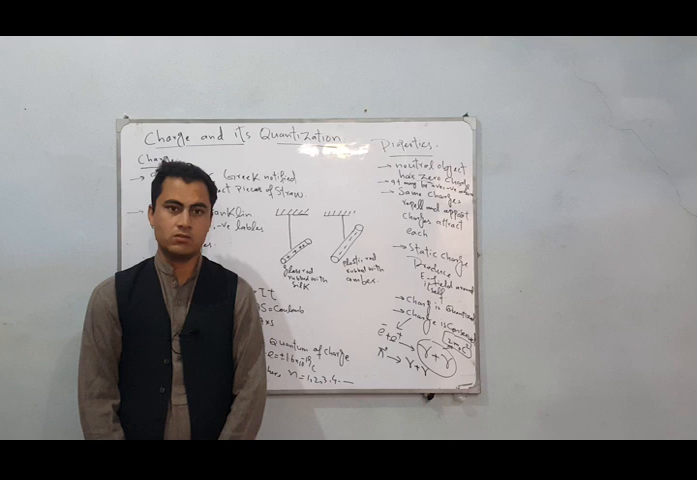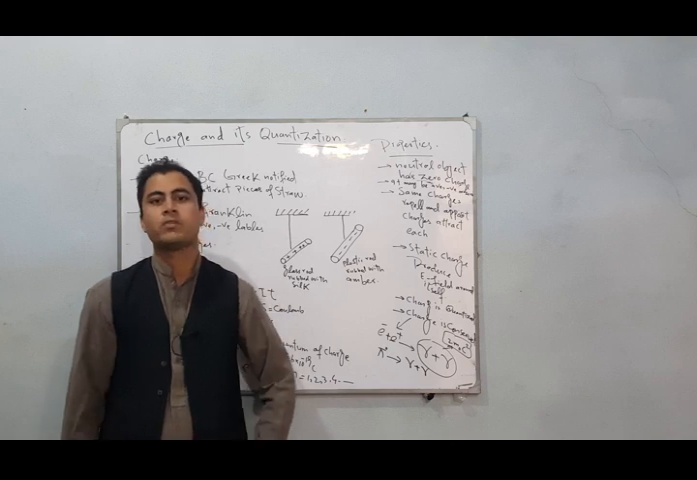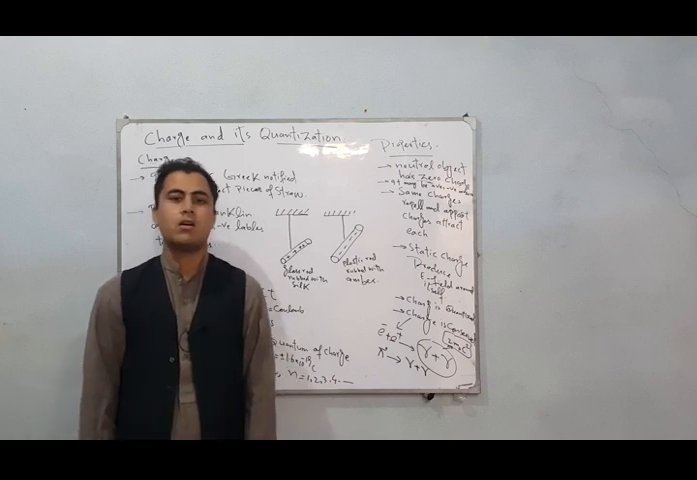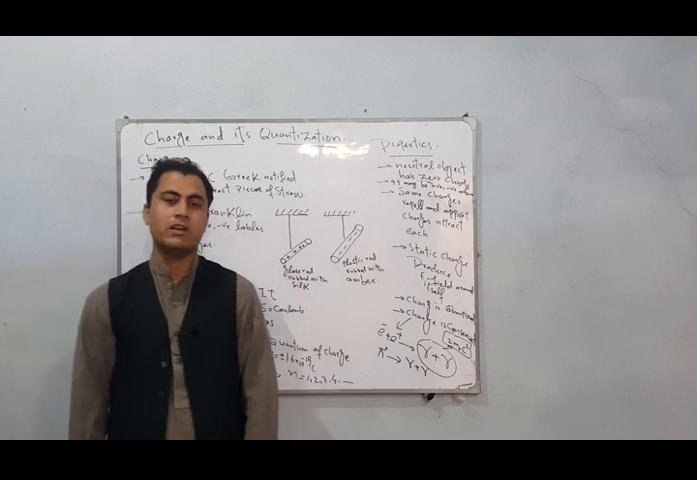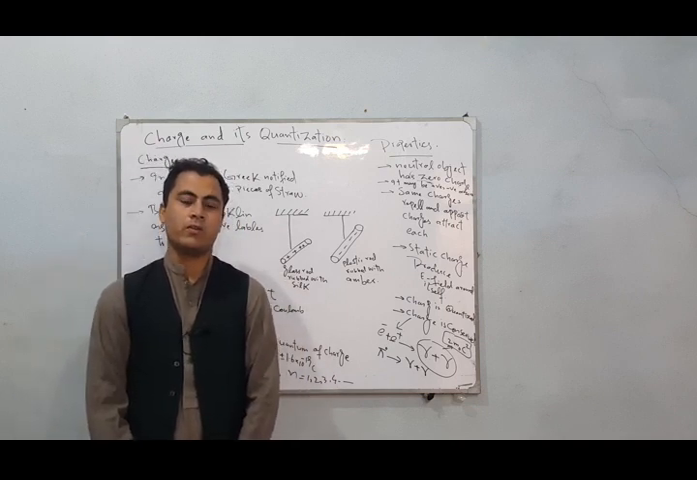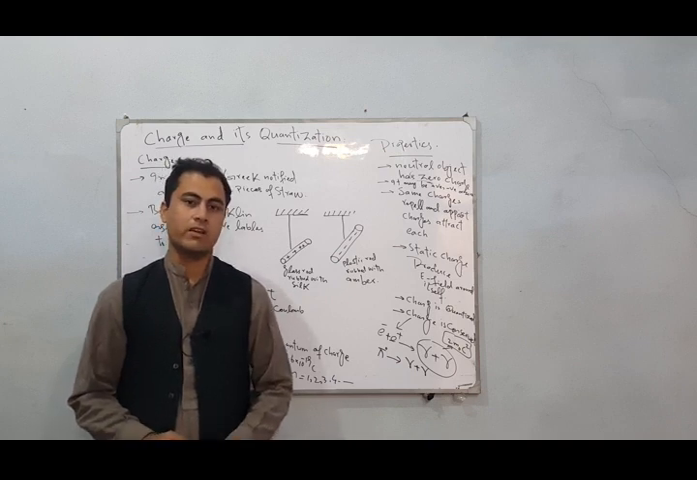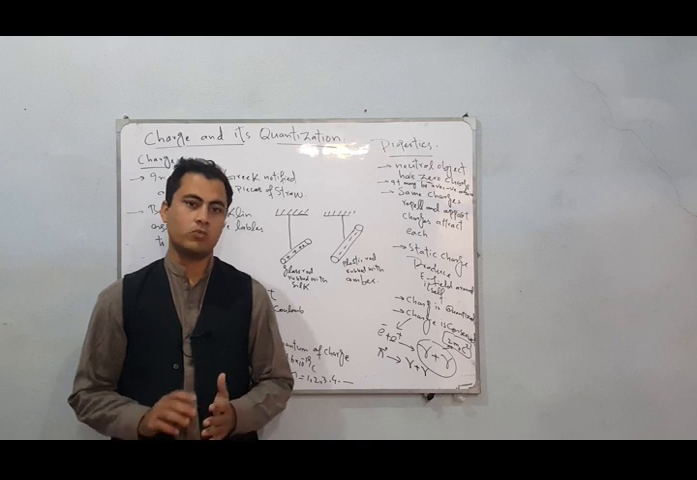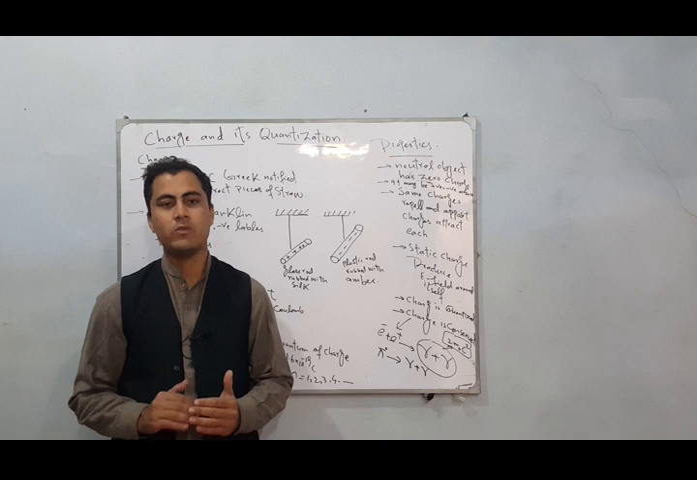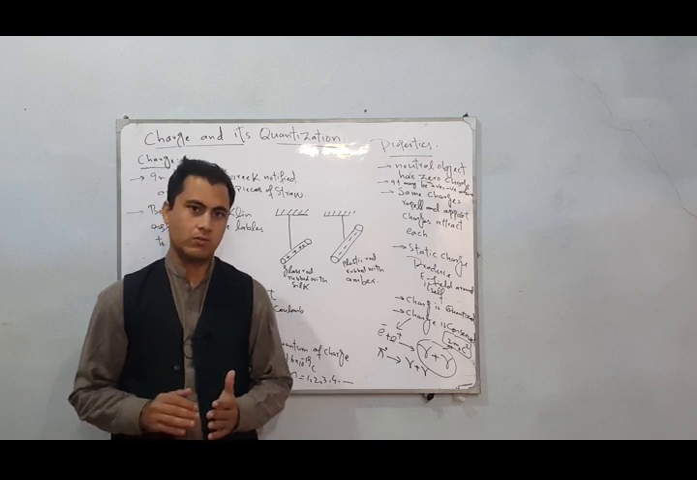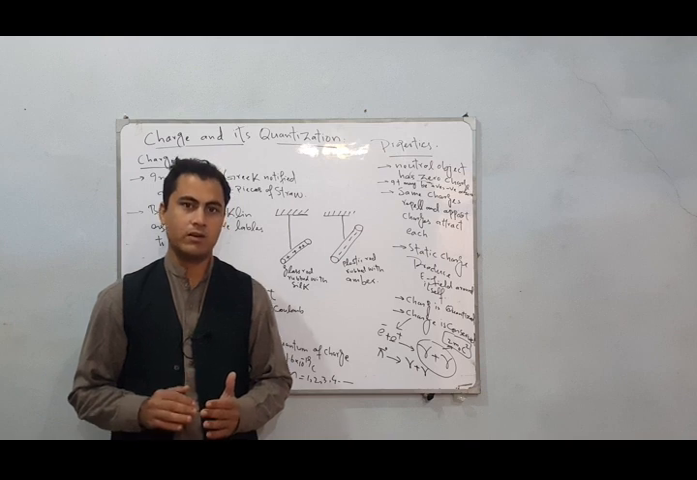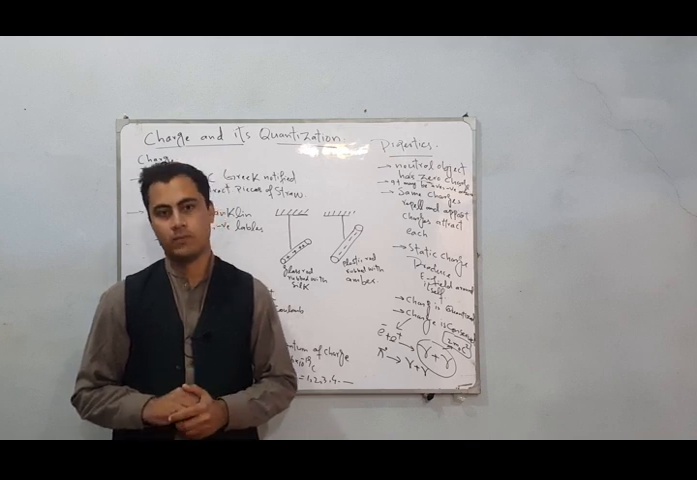Now let's come towards our topic, what is charge? In 1600, Greeks experimentally verified that when amber is rubbed with a silk, it attracts small pieces of straw. Similarly, if you rub a glass with a silk, then it attracts small pieces of paper, or if you rub a plastic rod with fur or with a woolen cloth, then it also attracts small pieces of paper.